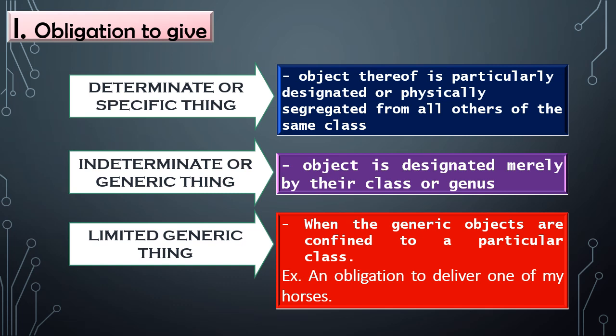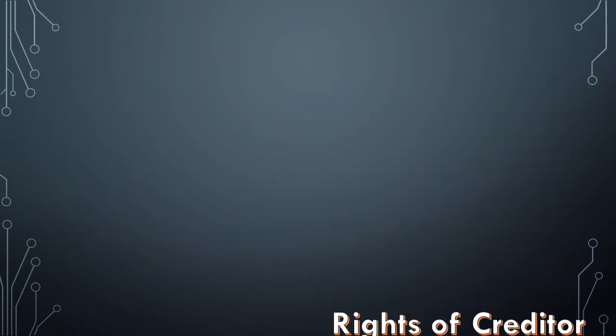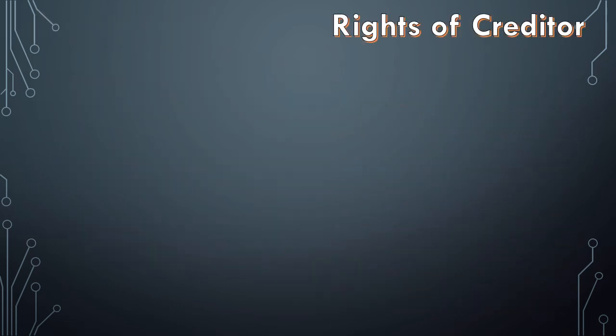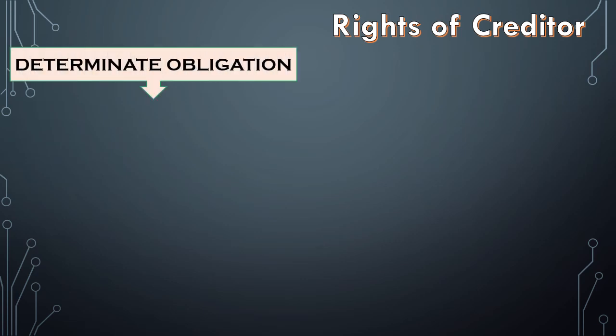Example, if the obligation of the debtor is to deliver only a horse, the horse there is considered an indeterminate or generic thing. But if the obligation of the debtor is to deliver a horse out of his horse collection, then that becomes a limited generic thing. Why is it important to know if the thing involved is determinate or that is your specific thing, or indeterminate or your generic thing? Because nag-iiba ang rights ni creditor at nag-iiba din yung obligations ni debtor.